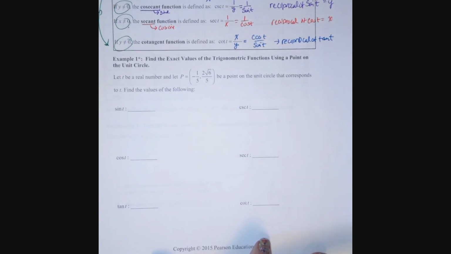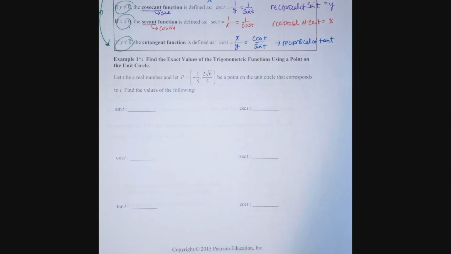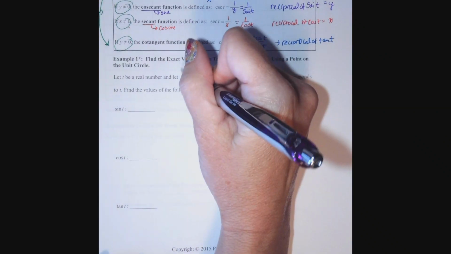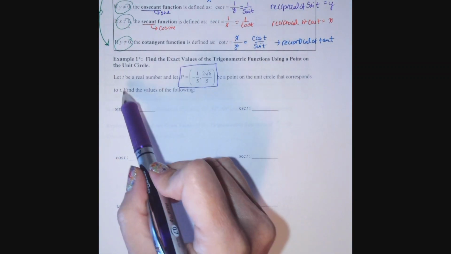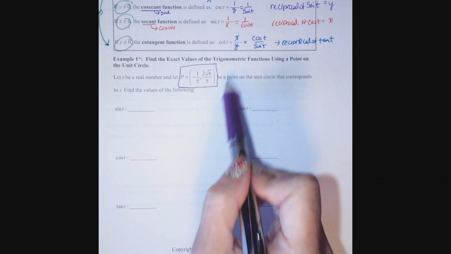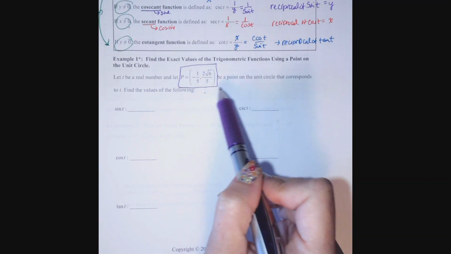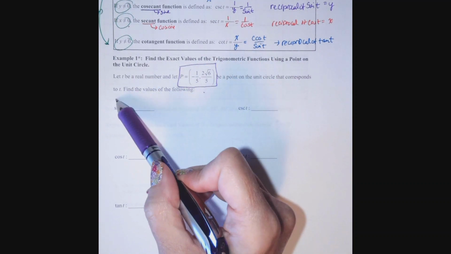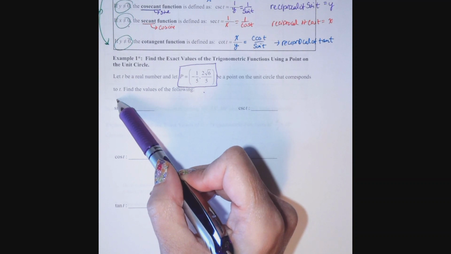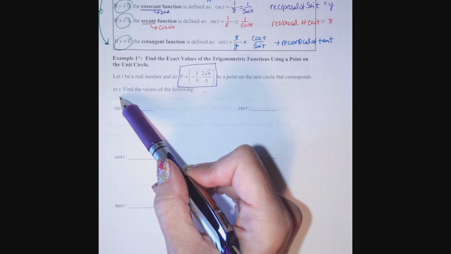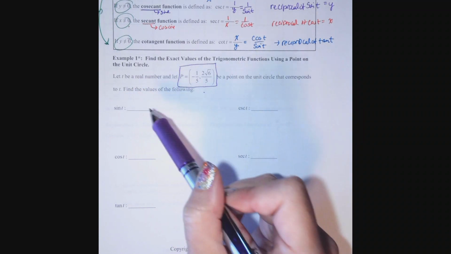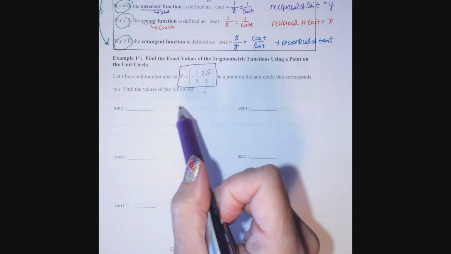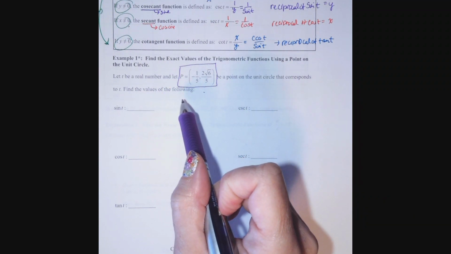Okay, let's find our 6 trig functions based off of some given information. We're given the coordinates for point P. Let t be a real number that corresponds to this point on the unit circle, where, because we're on the unit circle, t is the arc length, not the radius. The radius is 1.